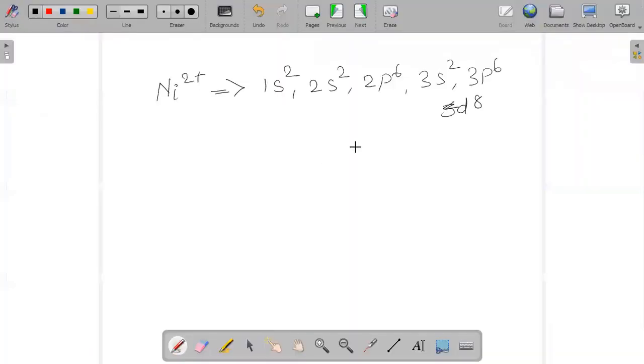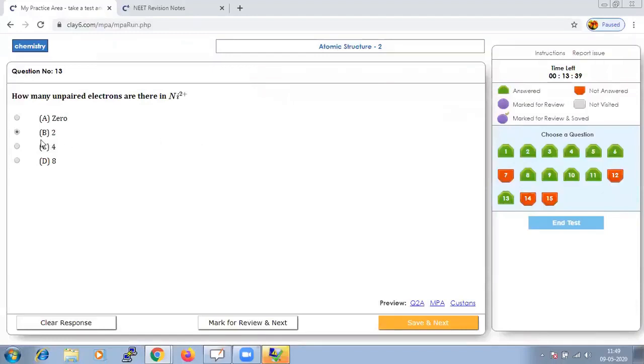You could see here it is 3d8. D will accommodate 10 electrons, hence it is having 2 unpaired. Hence our option D is the right option. Let us save and go to next.